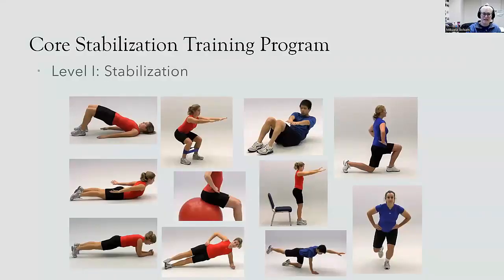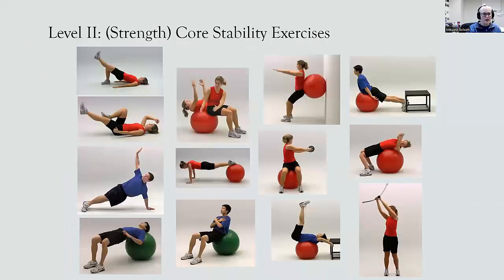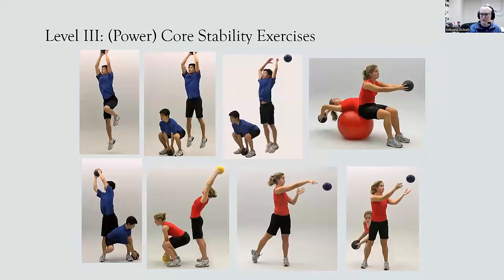Level 1 stabilization. Here are some examples of some training core exercises. Level 2 focuses on the strength of the core stability exercises. For many of these exercises on this screen, we have the Swiss ball that helps make the strength exercises a little bit more complicated. The next level is a power phase for core stability exercises. This includes more dynamic types of exercises.